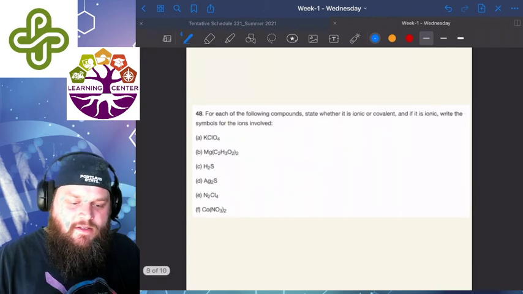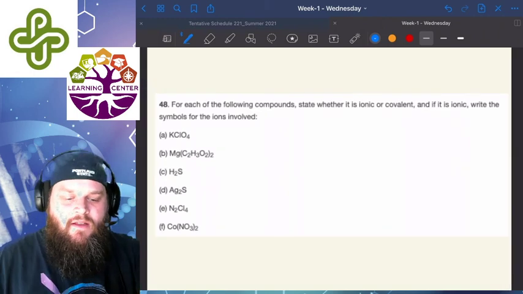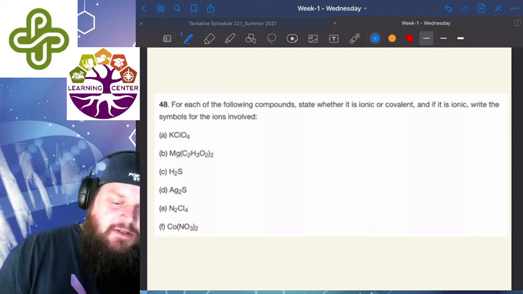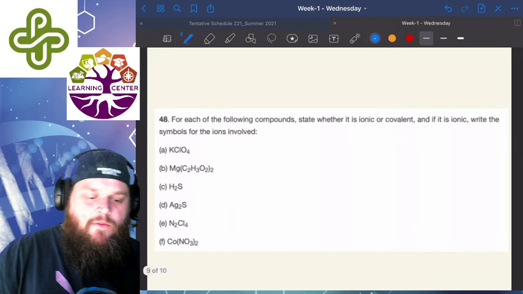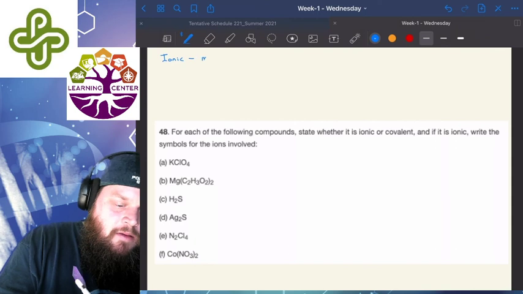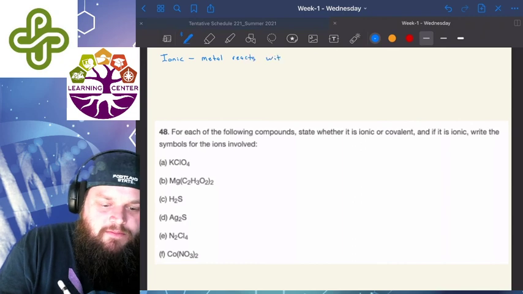This is the last one, talking about whether things are ionic or covalent, and what the different ions are in there. So I'm going to write down my definitions of ionic and covalent bonds. It's kind of a Cliff's Notes version. So ionic bonds is when metal reacts with nonmetals.